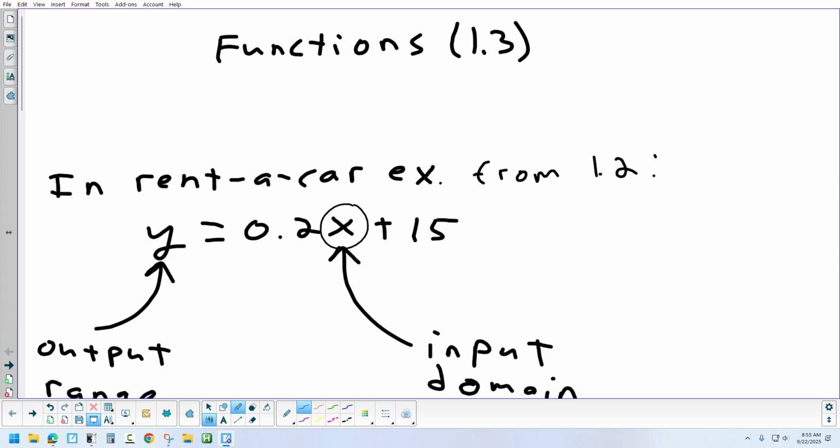Now, it's not because mathematically you can't do 0.2 times a negative number. You definitely can do 0.2 times a negative on your calculator. But in the context of the word problem, negative mileage doesn't make sense.